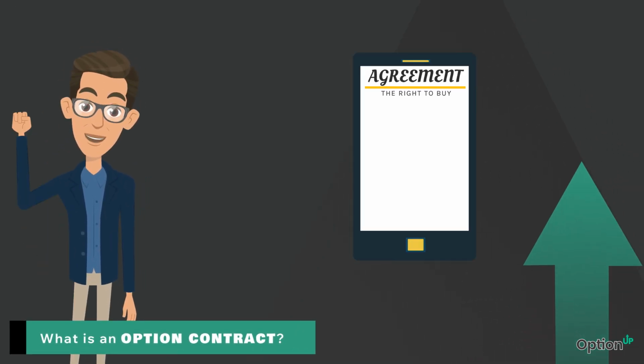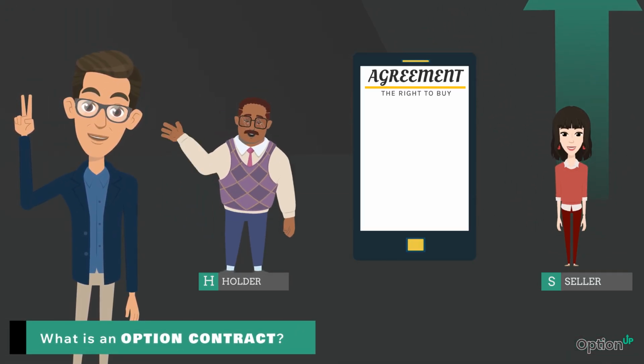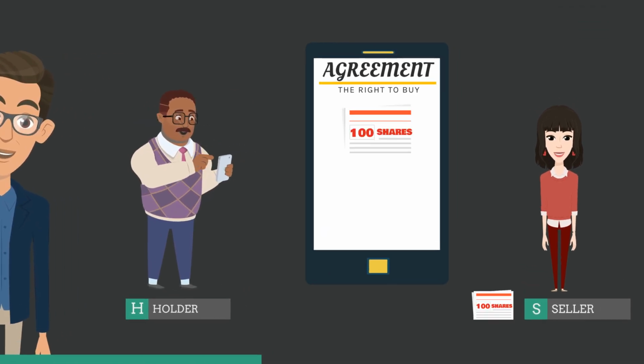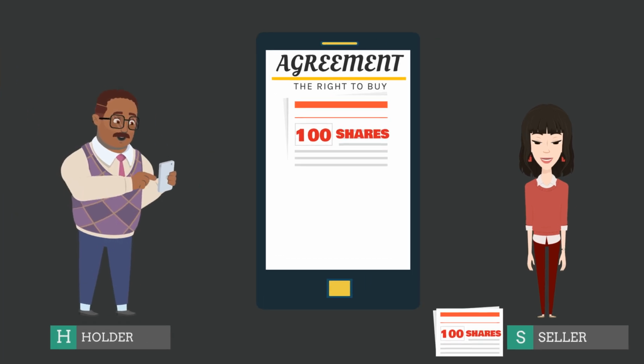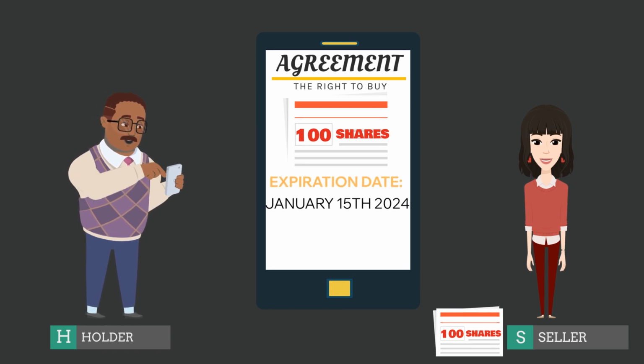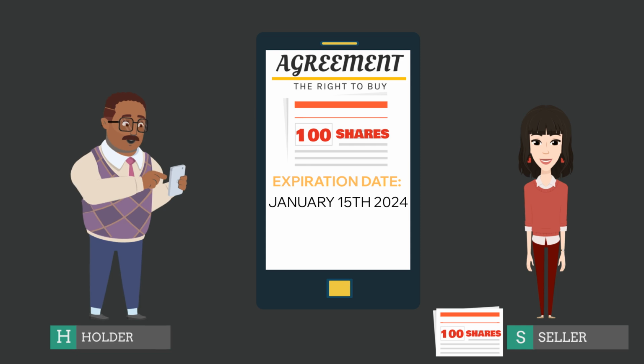An option is an agreement between two parties. It grants the holder the right, but not the obligation, to buy or sell the underlying asset, like shares of a stock, at a predetermined price at any time before or at the option's expiration date. The predetermined amount is called the strike price.